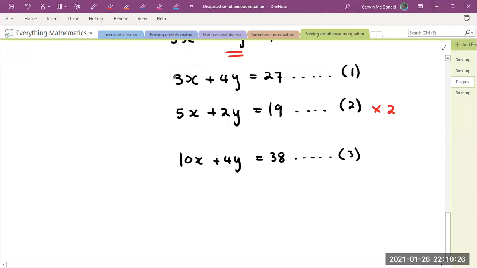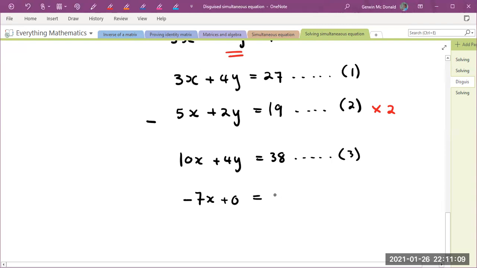And now I'm dealing with equation 1 and equation 3. So I'm eliminating 4y from 4y, so I subtract. And when I subtract there, I'm getting 3x minus 10x. That should give me minus 7x. Then I have 4y minus this number here. That should give me 0, because that's what I want. And then 27 minus 38, that will give me what? 7 minus 8 is 1, 2 minus 3 is 1, so that's what, 11?